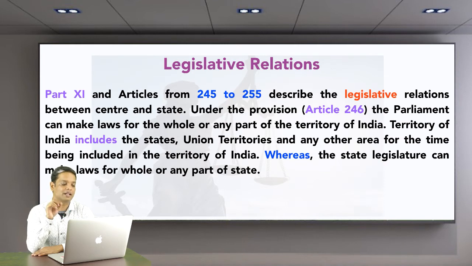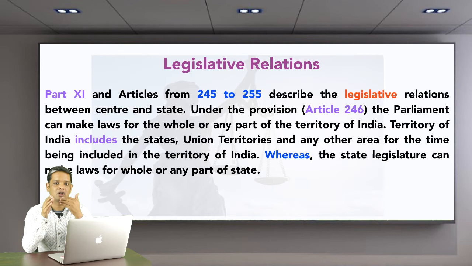Under the provision, that is Article 246, the Parliament can make laws for the whole, pay attention here, for the whole or any part of the territory of India. Territory of India includes the states, union territories and any other area for the time being included in the territory of India. Whereas the state legislature can make laws for the whole or any part of the respective state. So a state government can make laws in that state only. For example, the Telangana government can make laws regarding Telangana state only.